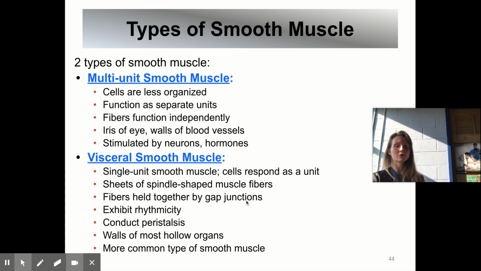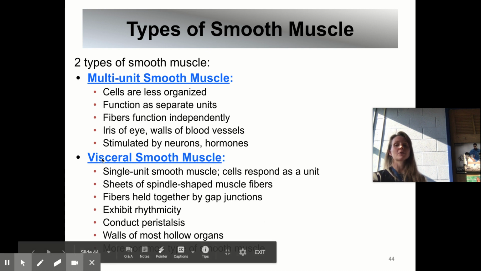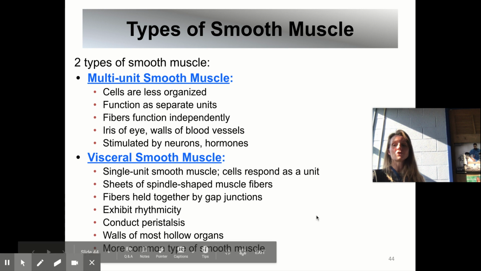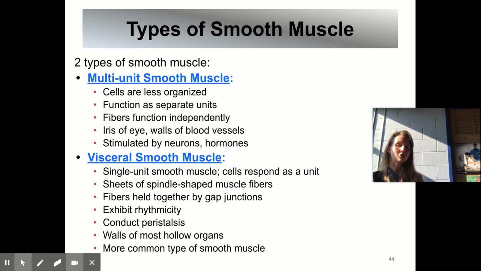And then we have the visceral smooth muscle. So visceral meaning it pertains to the alimentary canal, the digestive tract. All right, these are single unit smooth muscles. The cells respond as a unit, so they're a little bit stronger in general. All right, the sheets of spindle-shaped fibers. The fibers are held together by gap junctions. All right, so they're a little bit more reinforced.